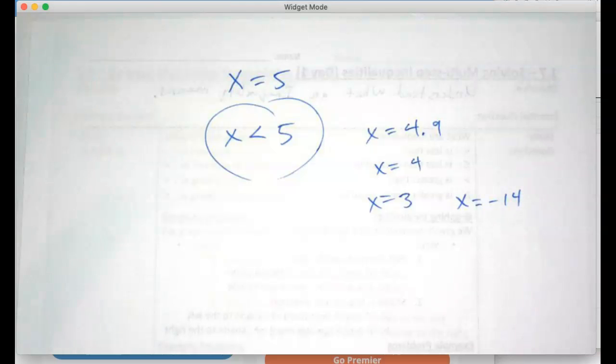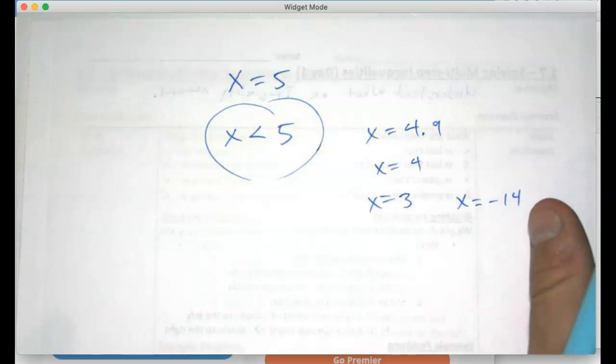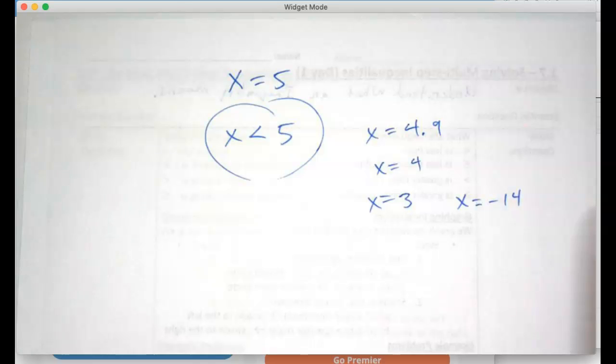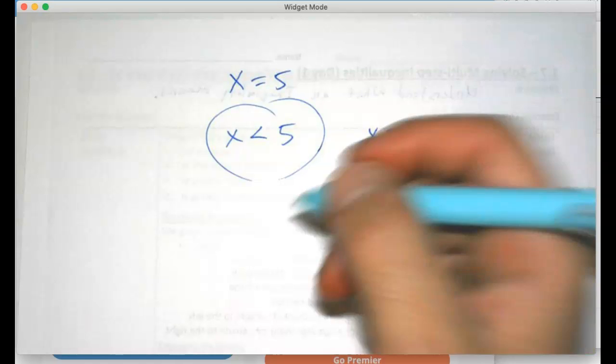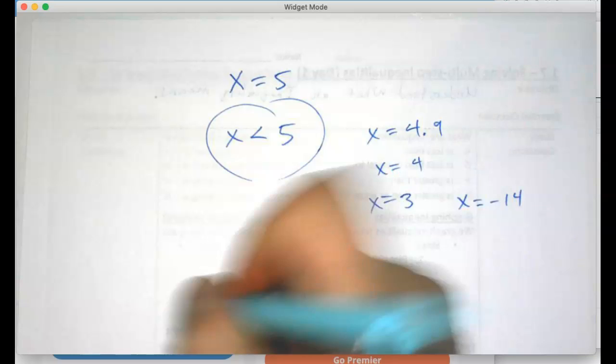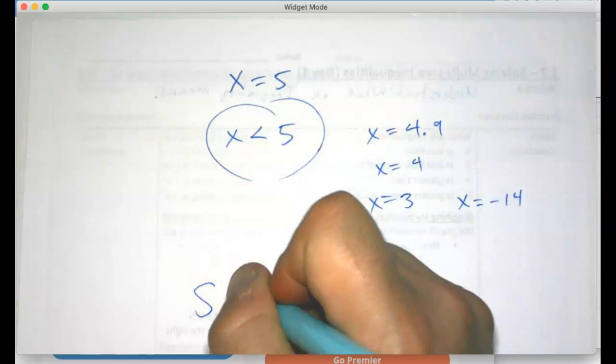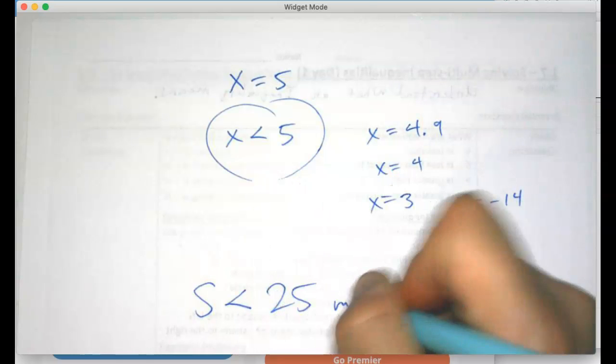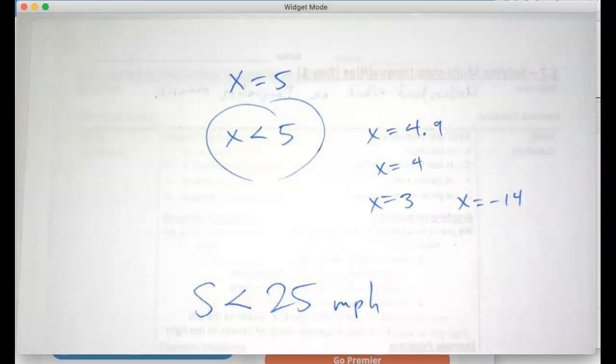Some real life places you might think of an inequality are like the speed limit. When you drive, like outside Covina High, the speed limit has to be like 30 miles an hour, or maybe even 25, probably 20, 25. Anyhow, that can be written in a mathematical way. You could say the speed s has to be less than 25 miles per hour.